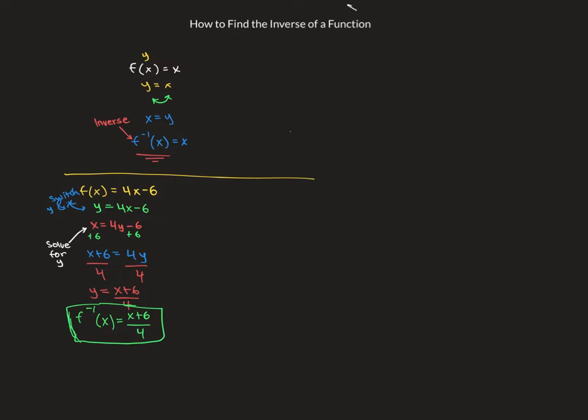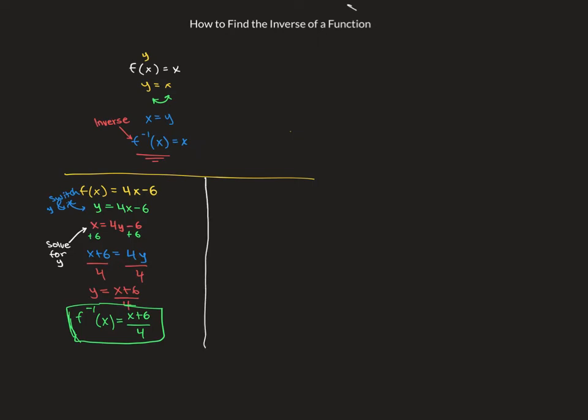So that's how you would solve. The first step would be to take your original equation, and instead of f of x, you put y. Then you switch the x and y values. And then once you get the inverse equation, you solve for y. And then you isolate until you get your final answer. Let's look at another one.